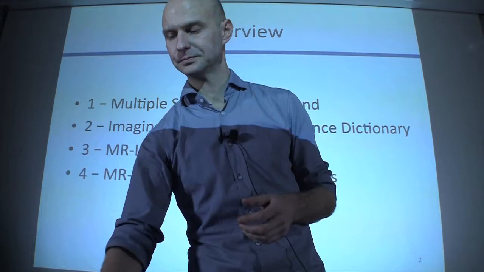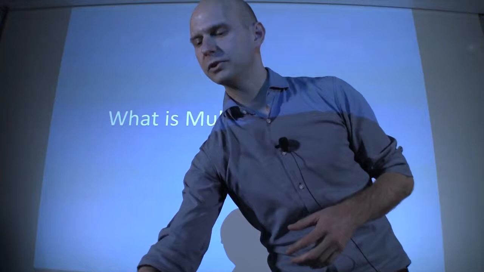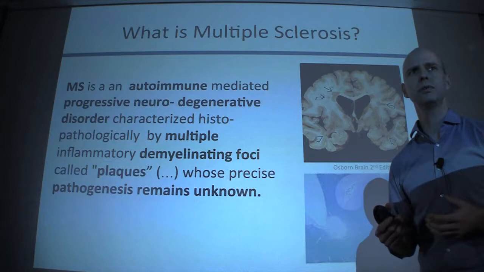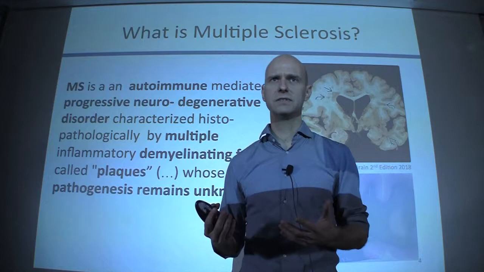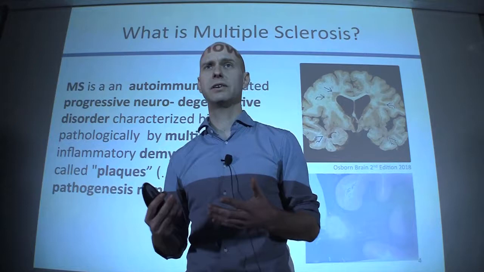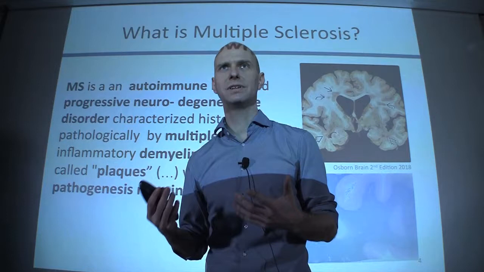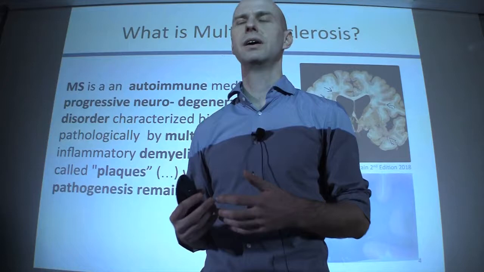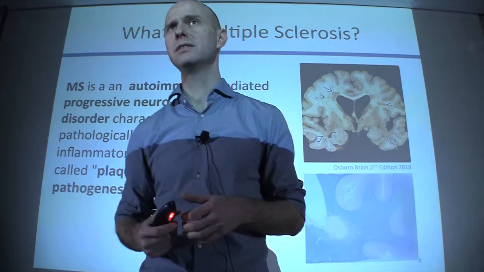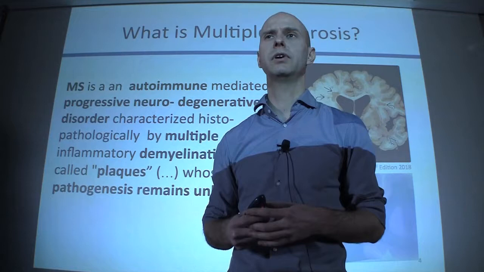Okay, so let's start. What is multiple sclerosis? As you all know, it's an autoimmune disease, and many people forget that it's a progressive disease, and it has a large neurodegenerative component to it. It's characterized by multiple lesions, which in the English literature are called plaques. What's also still important is that we don't understand MS. We don't understand its pathogenesis, and we don't really understand its pathophysiology. Research has made tremendous improvements in developing many new effective therapies.